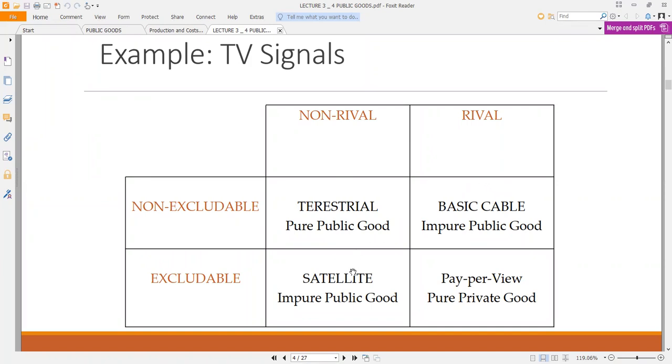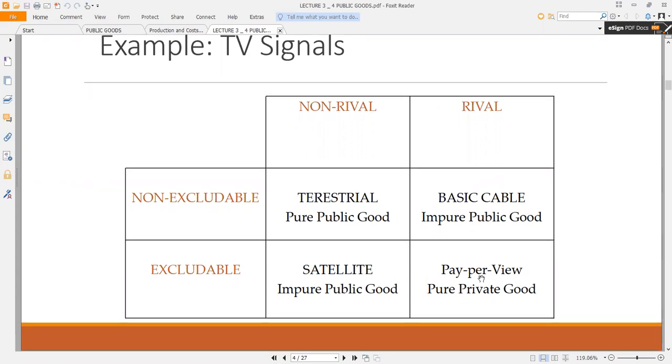If you take the satellites too, when you have yours and I have mine, when you consume yours, it doesn't reduce the quantity available for me. But here you have to go and buy it. If not, you will not be allowed to have access to those satellite channels. And then for the pay-per-view, they are purely private. If you don't have the money to access them, there's no way. So at times it's quite difficult to come by pure public goods.